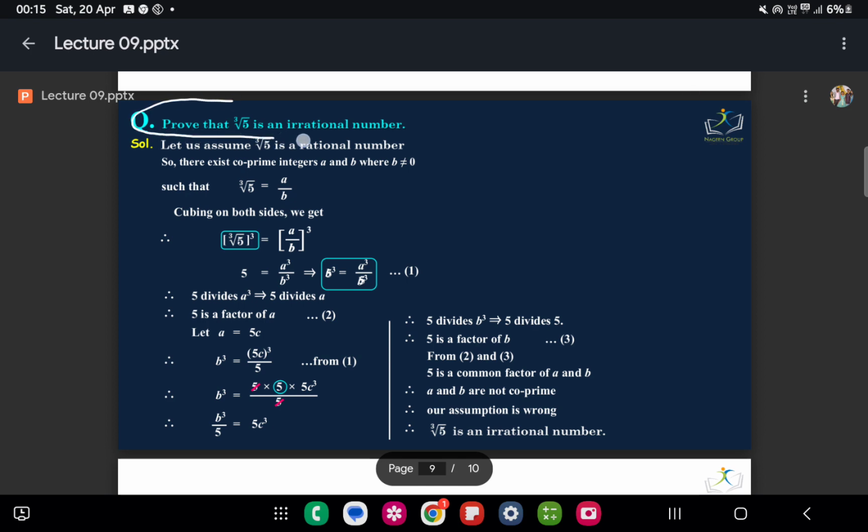Prove that cube root 5 is an irrational number. Let us assume that cube root 5 is a rational number. This is the assumption we have to take. So there exist co-prime integers a and b, b not equals to 0, such that cube root 5 is equals to a by b. I am writing here.